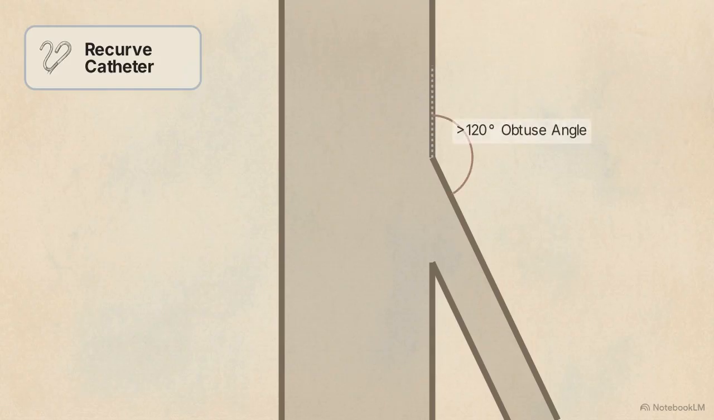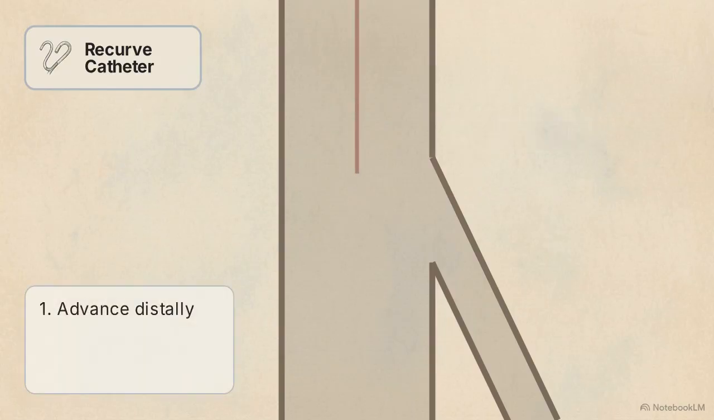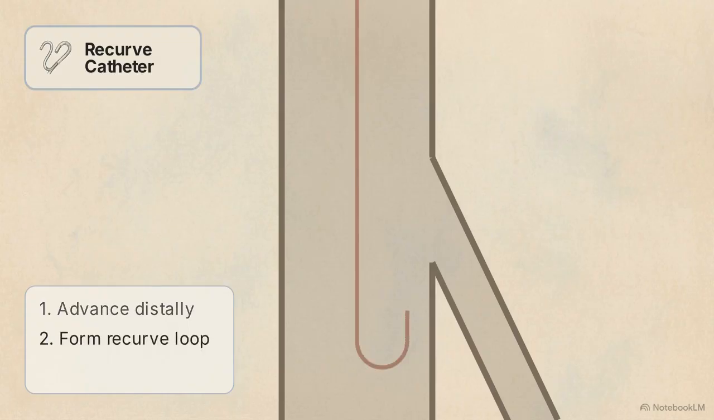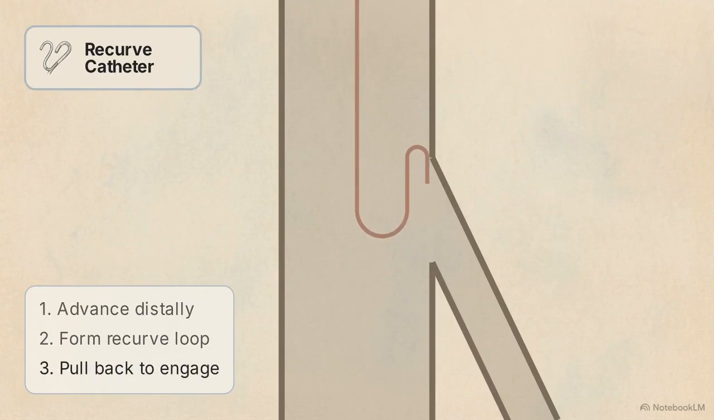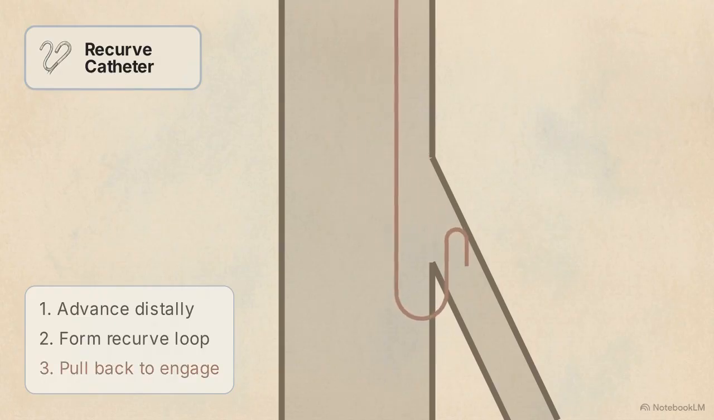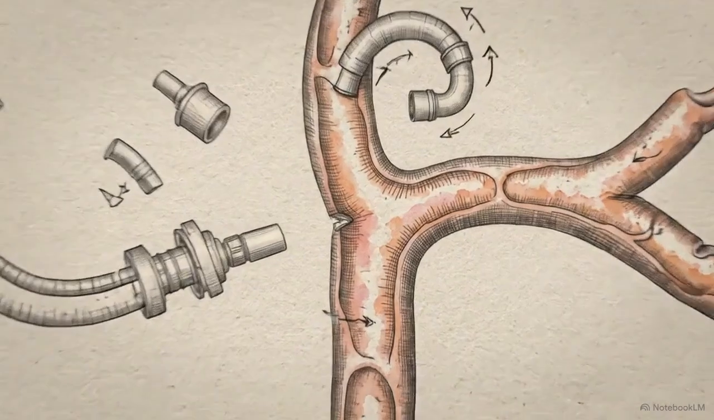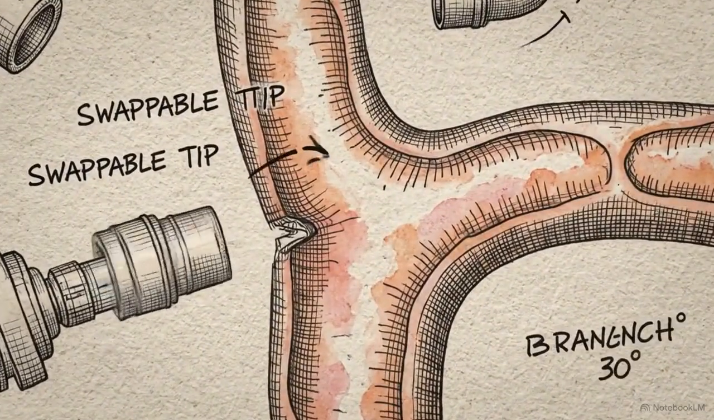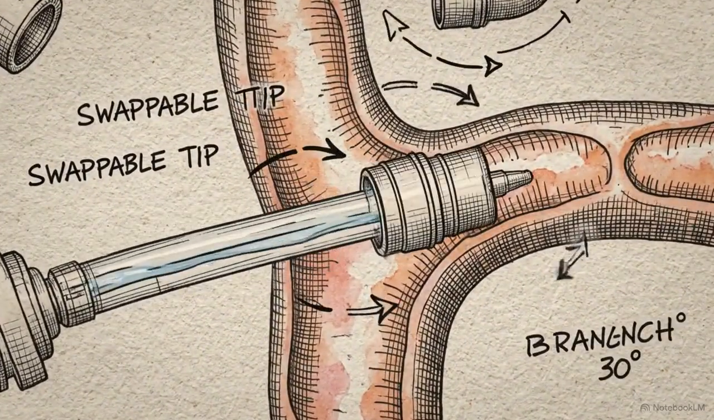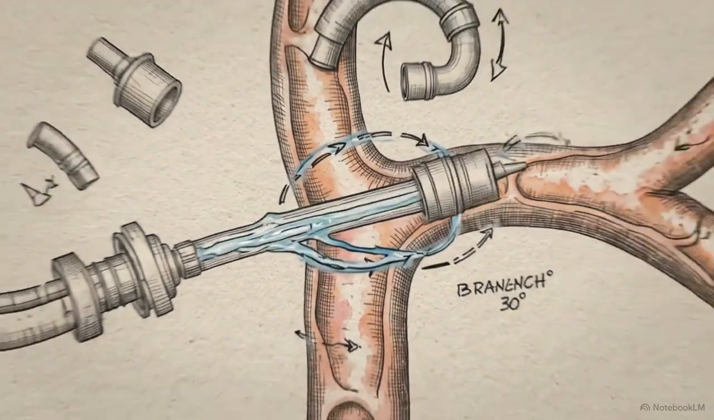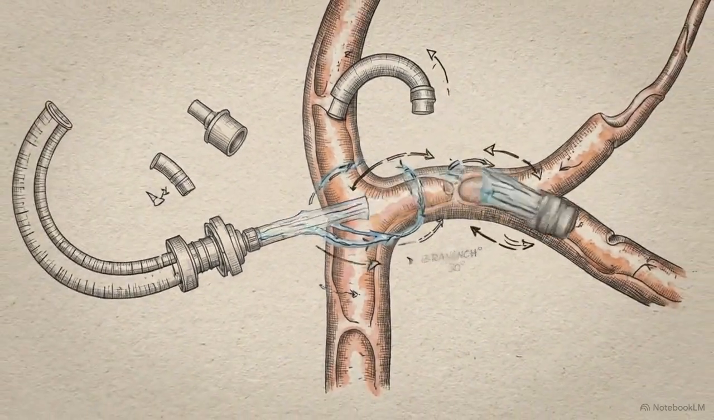Engaging an obtuse vessel demands a counterintuitive physical maneuver. You cannot push the catheter into the target. Instead, you advance the catheter past the branch origin to form its recurved shape in the main vessel. Then you pull the entire system backward, causing the primary curve to drop down and hook into the obtuse angle. Cannulating difficult anatomy relies entirely on mathematics. You thoughtfully evaluate the geometric origin of the target and select the exact manufactured shape to solve it.